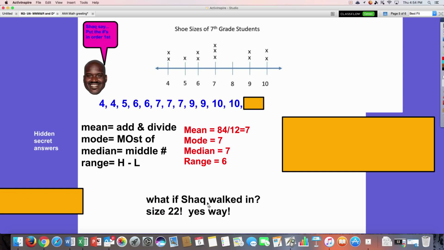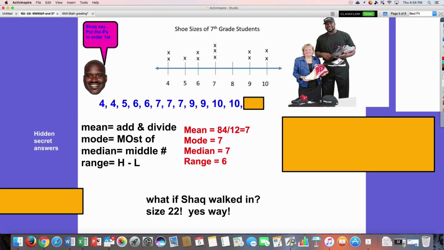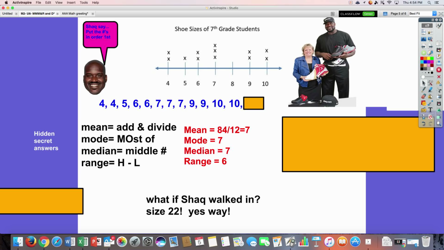But what if Shaq walked in? He's got a size 22 shoe. Yeah, for real. Here's Shaq and some lady with a normal shoe. Here's normal people's shoes. That's actually Shaq's shoe. So what we would do, if Shaq was on here, we'd have to add his shoe size on here, right? 22. Let's see what one person's shoe size could do to all the numbers. One person can make a huge difference.